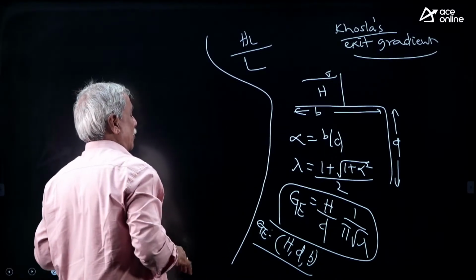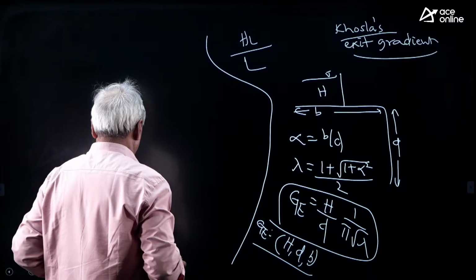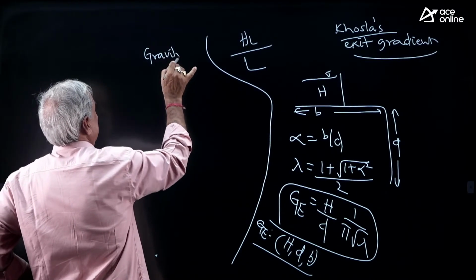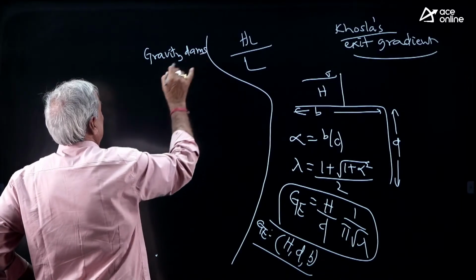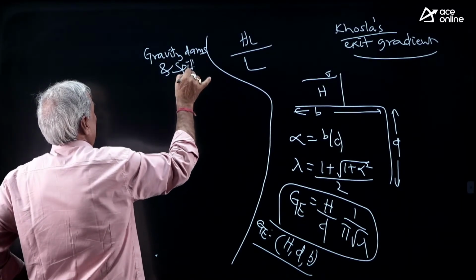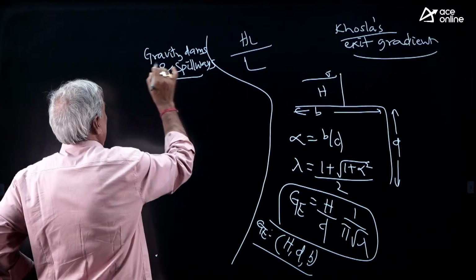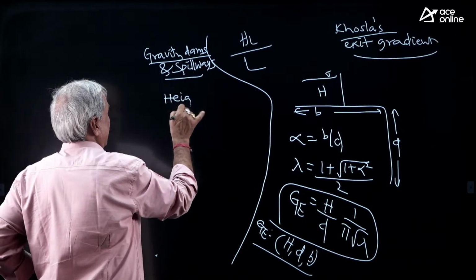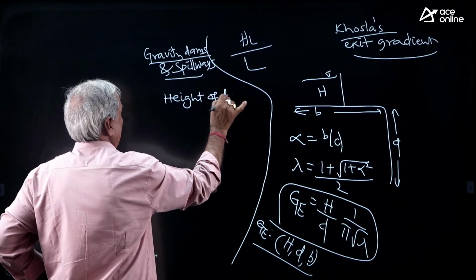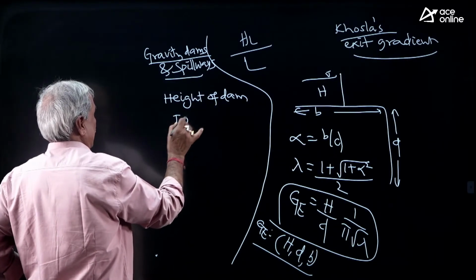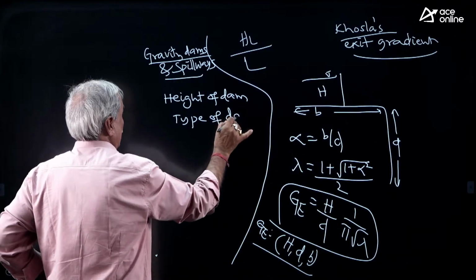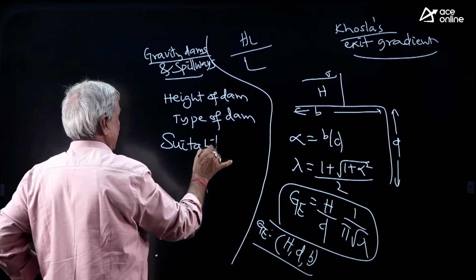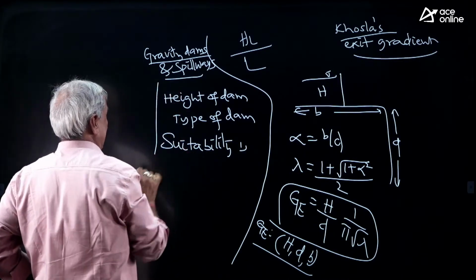And then about the diversion headworks that you can take up. When you take the gravity dams and spillways, in what situation what dam is constructed? What is the general height we should observe? Height of the dam, type of the dam, suitability of the dam, all these factors we must take care of.